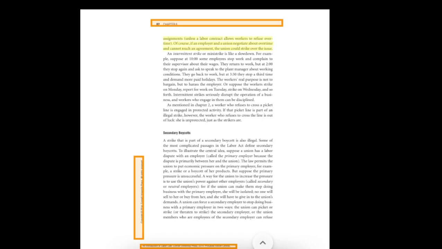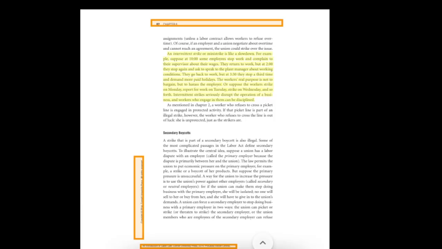over the issue. An intermittent strike or mini-strike is like a slowdown. For example, suppose at 10 o'clock some employees stop work and complain to their supervisor about their wages. They return to work, but at 2 o'clock they stop again and ask to speak to the plant manager about working conditions. They go back to work, but at 3:30 they stop a third time and demand more paid holidays. The workers' real purpose is not to bargain, but to harass the employer.